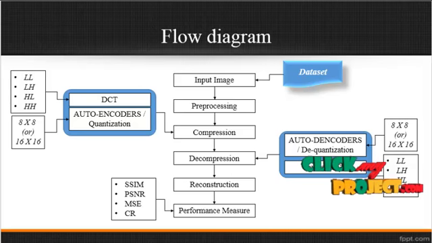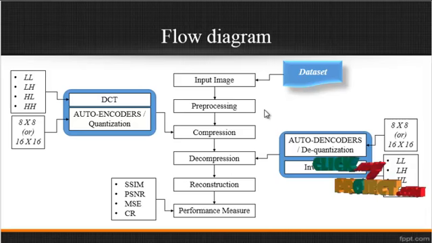Now we are going to discuss the flow diagram for the process. This is the overall working flow for this process. At first, the input image is taken from the dataset. After getting the input image from the dataset, the pre-processing will be carried out. In this pre-processing, the image will be resized to 256 by 256.